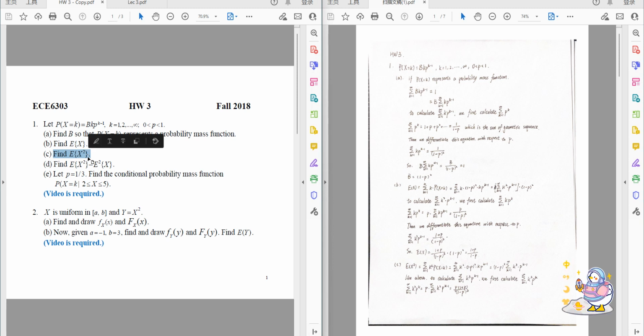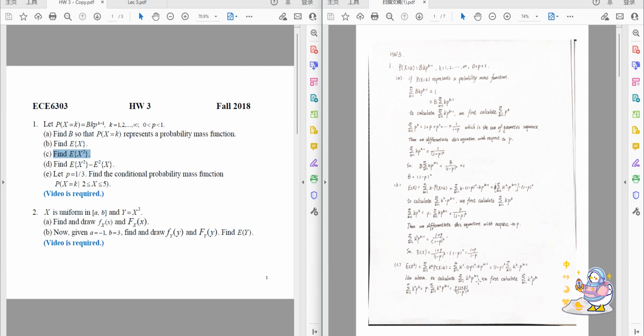And the third question is to find the expectation of x squared. Okay, it's really the same as the second problem. The expectation of x squared is equal to the sum of x squared, k squared, times probability. So we can get this result, which is really similar to the second problem, and also we can solve this as before.